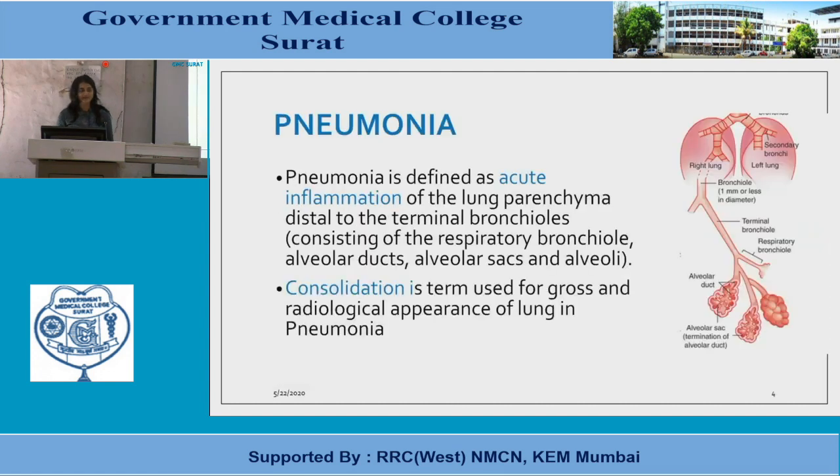Pneumonia is defined as an acute inflammation of lung parenchyma distal to the terminal bronchioles, which consist of respiratory bronchioles, alveolar ducts, alveolar sacs and alveoli. So it will include respiratory bronchioles, ducts and alveoli. Second term is consolidation. Consolidation is a term which is used for gross and radiological appearance of lung in pneumonia.